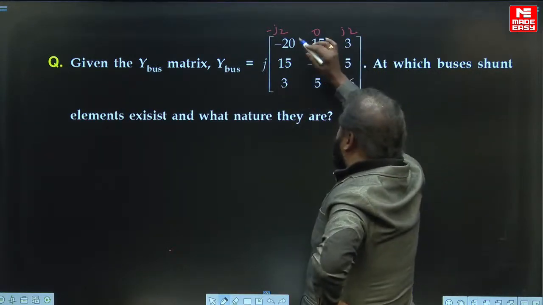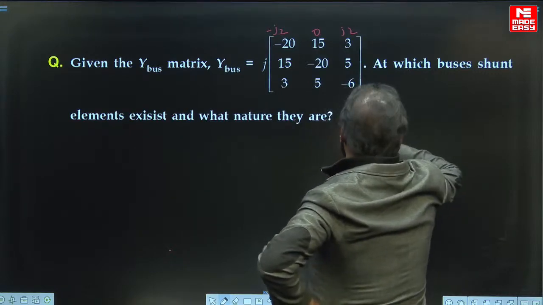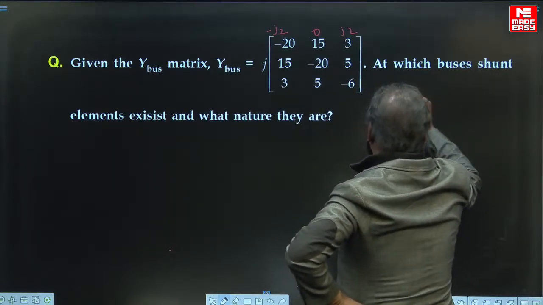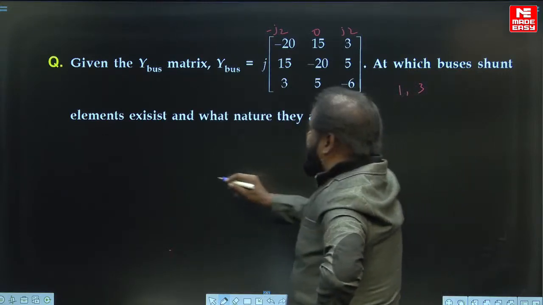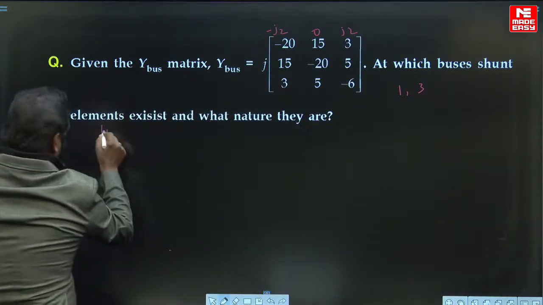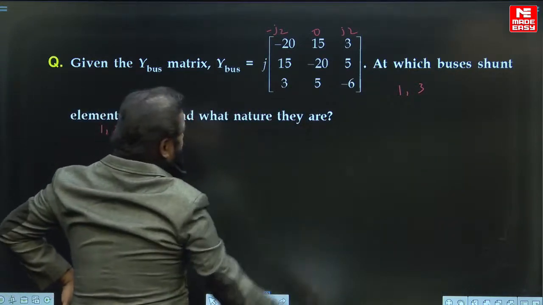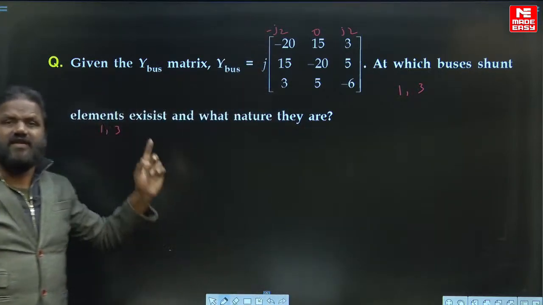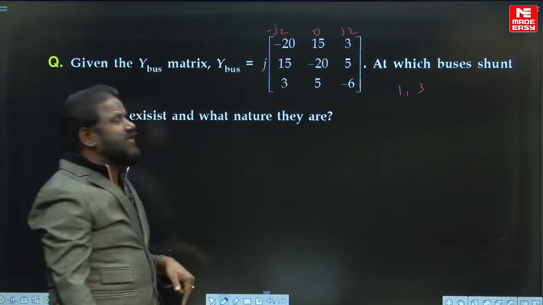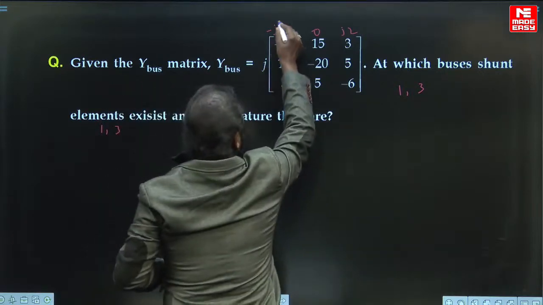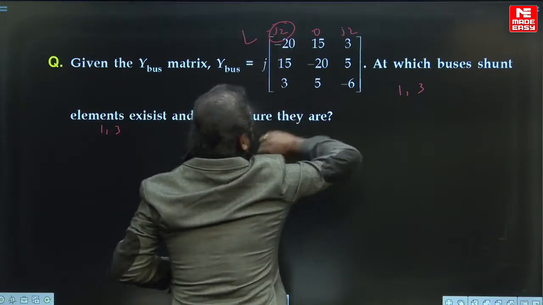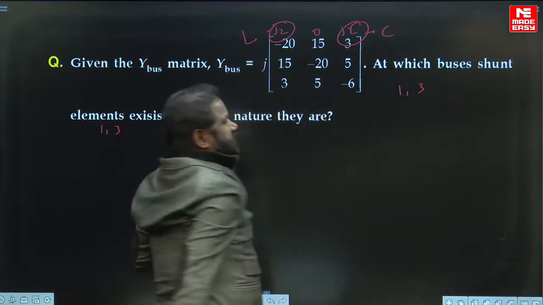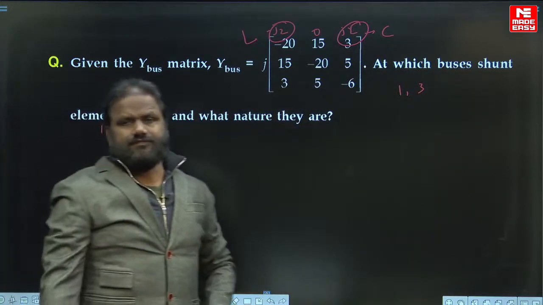Therefore, at which buses the shunt elements are existing? Your answer is 1 and 3. For this part, the answer is 1 and 3. For the next part, what nature are they? Minus j2 has come. It is an admittance. If the admittance has minus j, what is it? This is inductive in nature. And plus j, what is it? This is capacitive in nature. That you are understanding.